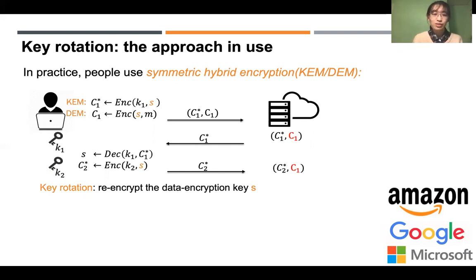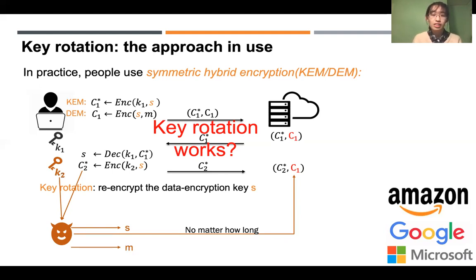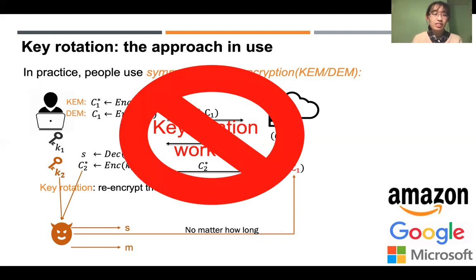It is a simple method. We want to know, does this key rotation method work? Unfortunately, the answer is no. Imagine that attackers corrupt the client at some time and get the secret key CK2 and the first part of the ciphertext C2 star. Then he can decrypt it to get the secret data encryption key KS. And then he tries to corrupt the cloud server. No matter how long he spends, once he succeeds, he can get the second part of the ciphertext, and then he can decrypt it to get the plain data. So we know that the widely deployed key rotation method is not secure at all.